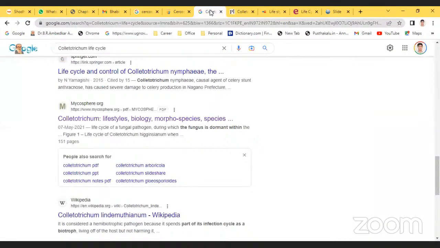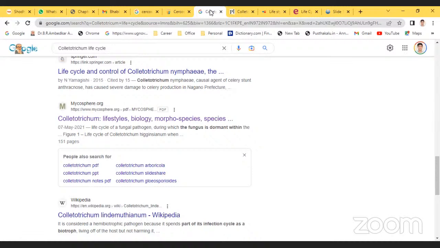So the classification of Colletotrichum: the division is Deuteromycotina, class Coelomycetes, and family Melanconiales. All the species of Colletotrichum are parasitic on higher plants such as sugarcane, cotton, beans, and onions. So, red rot of sugarcane. We see red rot disease especially in sugarcane.